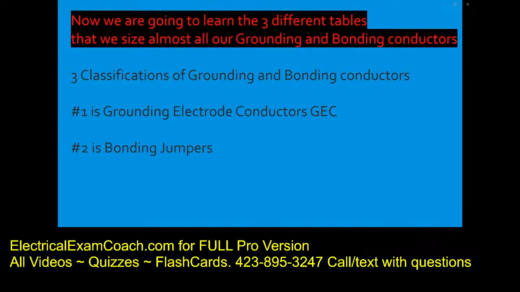That's one example of a main jumper. There's system bonding jumpers, supply side bonding jumpers. We're going to learn how to size those today. And the third classification is the equipment grounding conductor.